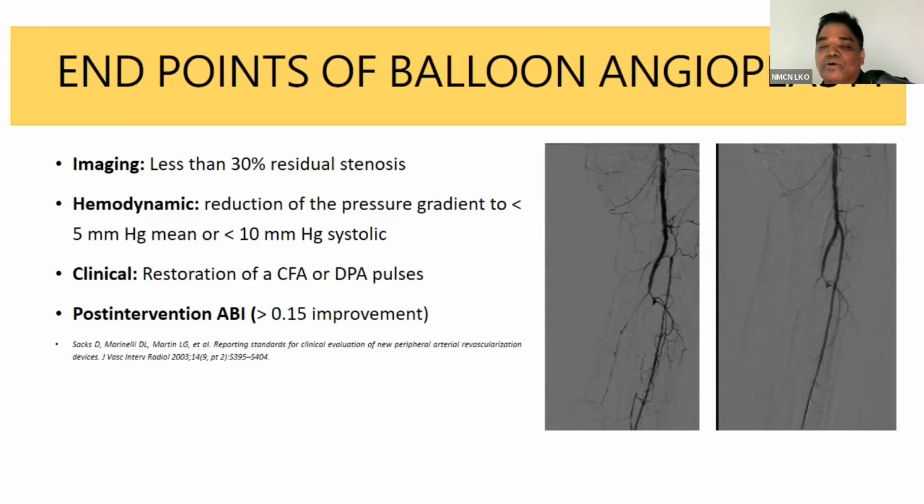There should be restoration of the dorsalis pedis artery pulses, and the post-intervention ankle brachial pressure index should improve by more than 0.15. Professor Damir had already said what the ankle brachial pressure index is. It should actually be more than 0.9 at least. 0.9 to 1.3 is normal. If it's less than 0.9, it's a problem.